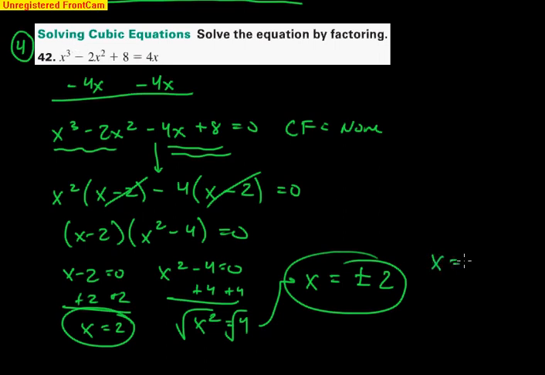Alright? So again, if you want to write them out separately, 2 and negative 2 from this. So you have a repeated solution, right? 2 is repeated, and that's just extra information. But there's your 3 solutions, 2, 2, and negative 2.